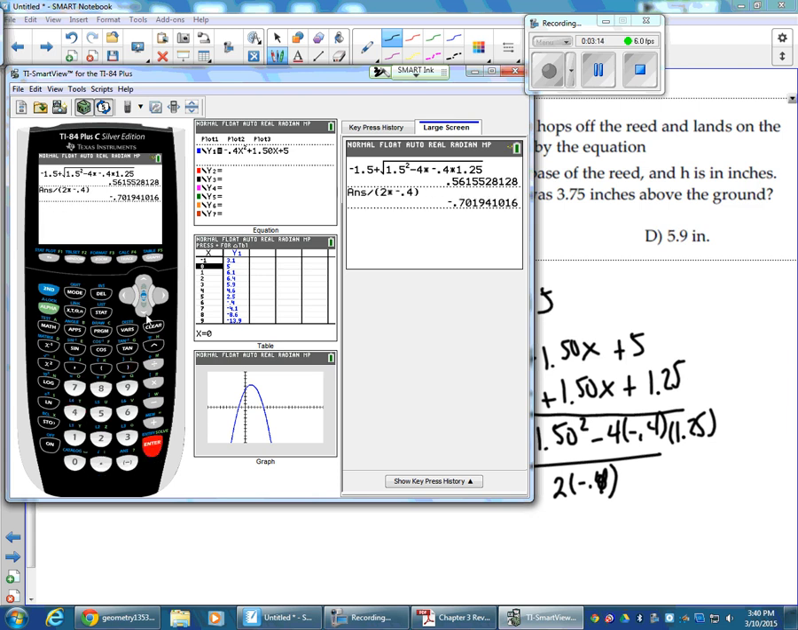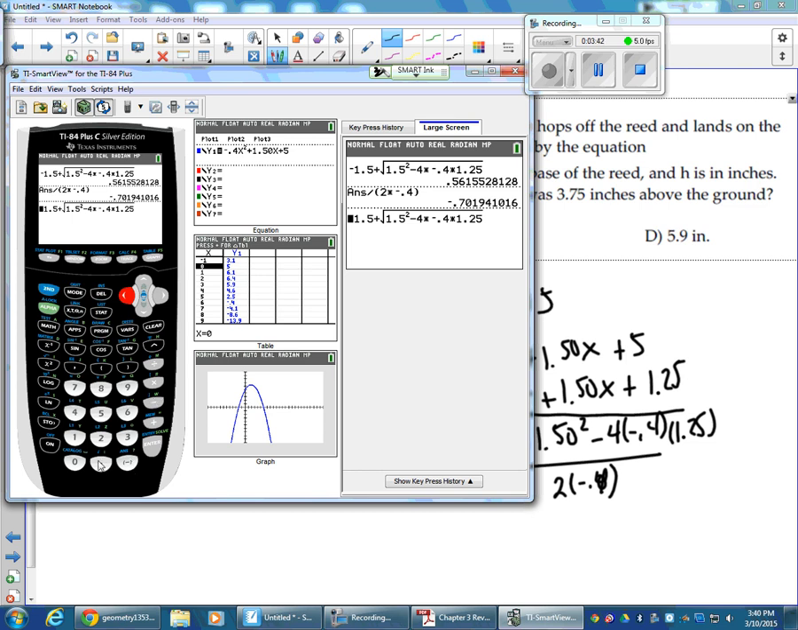So one possibility is at negative 0.7. Well, that's not going to work. That was before he jumped off the reed. That's not going to help him. So let me go back up here and redo it. Remember, it's plus and minus. So I'm going to go back over here and do the minus the square root, and then divide by 2 times negative 0.4 again.